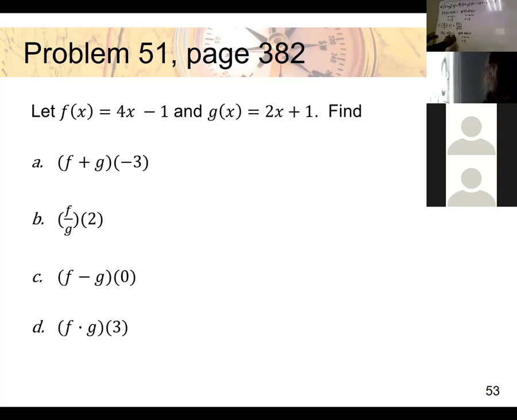Okay. So f of 2 will be 7, that's the numerator. The denominator is g of 2, which is 5. So f divided by g of 2 would be 7/5. Questions on that? Okay.